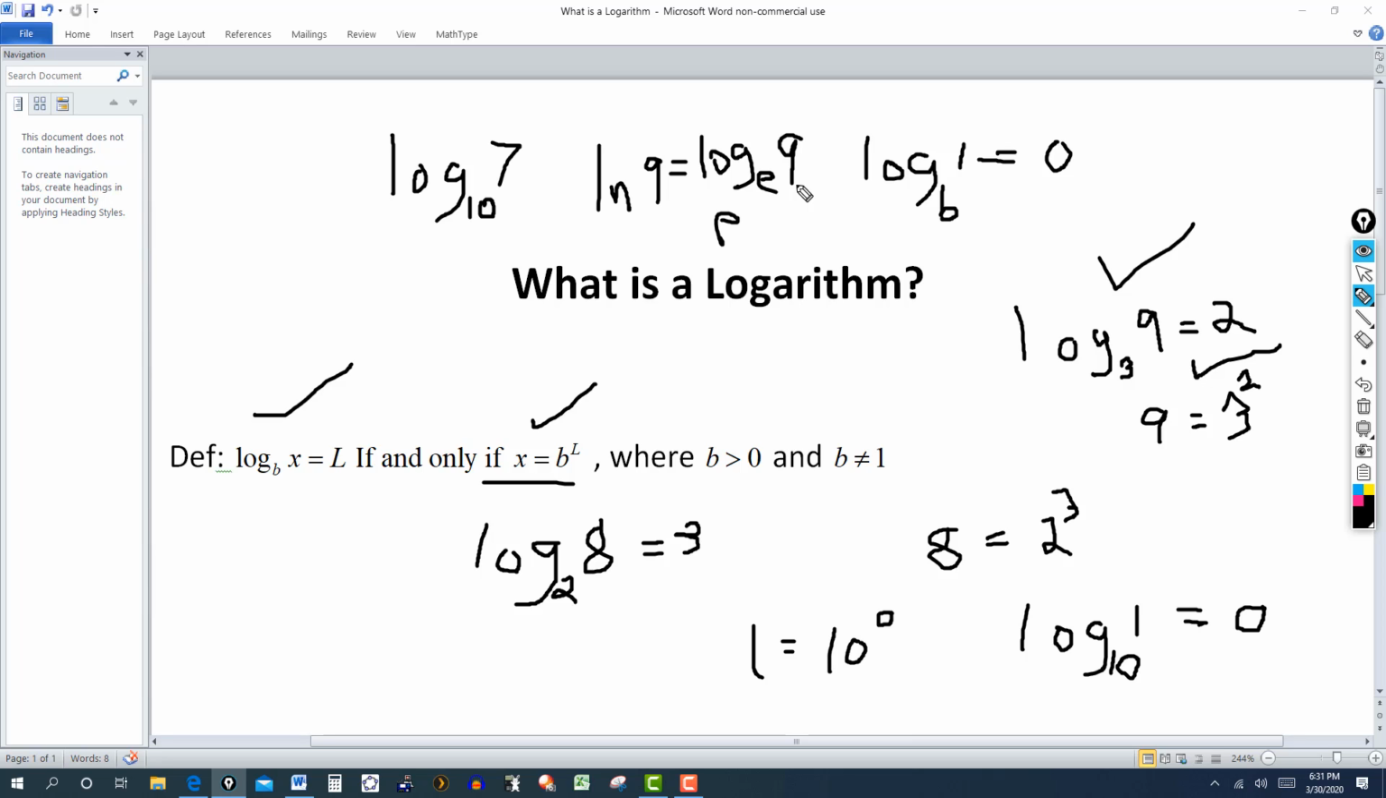So let's answer the question: what is a logarithm? Well, you can say it's a number, but more specifically, it's an exponent. A logarithm is an exponent. That should be clear from the examples that we've done.